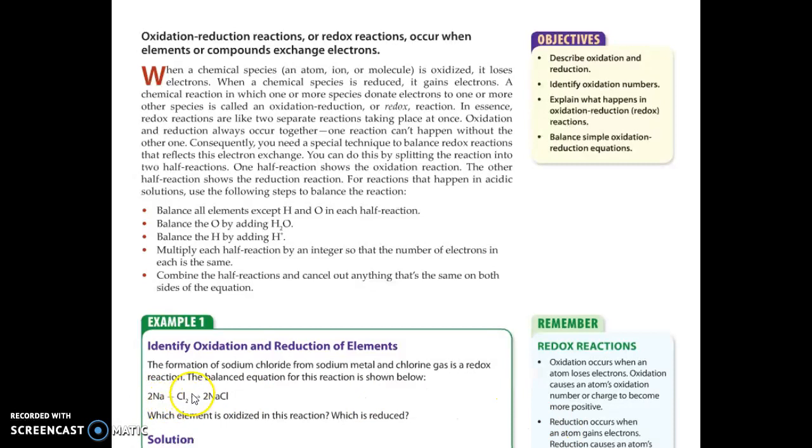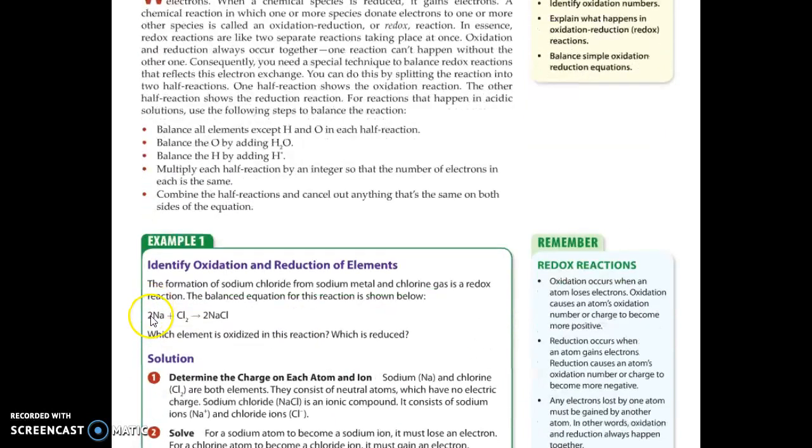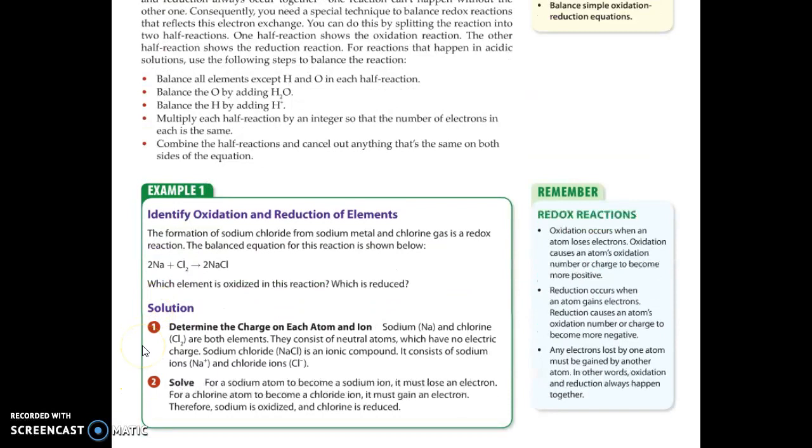All right, so which one of these is giving, which one is receiving the electrons? That's what it's talking about. Look on your periodic table if you need to. Look at what the charges are. So the solution, sodium and chlorine, are both elements. They consist of neutral atoms which have no electric charge. Sodium chloride is an ionic compound. It consists of sodium ions, right, that +1 charge because it's in group 1, and chlorine, that -1 charge.